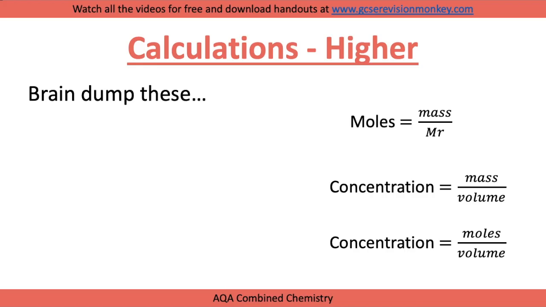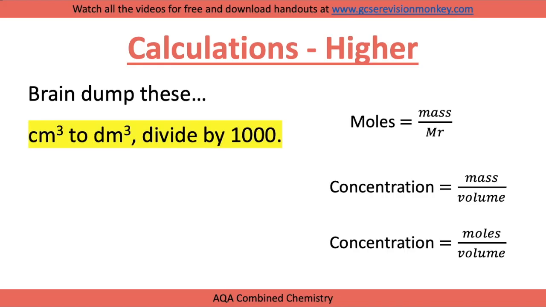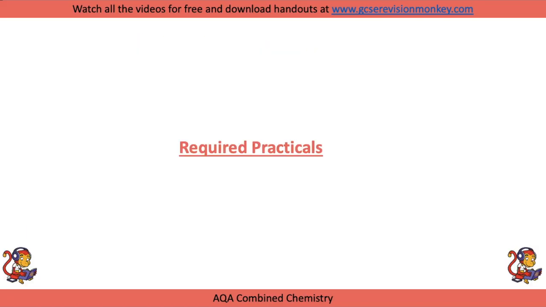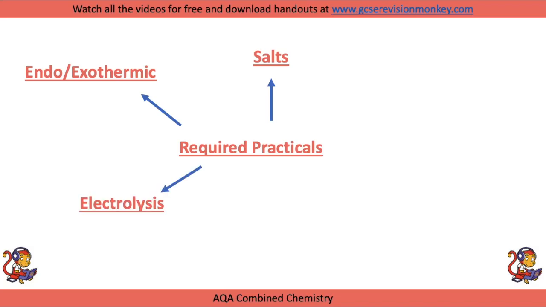As well as those, remember the conversion of centimetres cubed to decimetres cubed: remember to divide by 1,000. So if you think you're going to forget that, brain dump that when you go into the exam. And because it can come up on any paper, the equation for uncertainty is equal to range divided by 2. The required practicals for combined science are salts, endothermic and exothermic reactions, and electrolysis. So do take time to learn these properly because they'll be worth 15% of the marks in the exam.